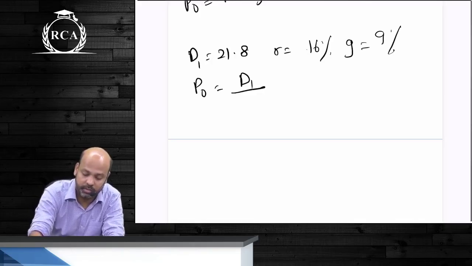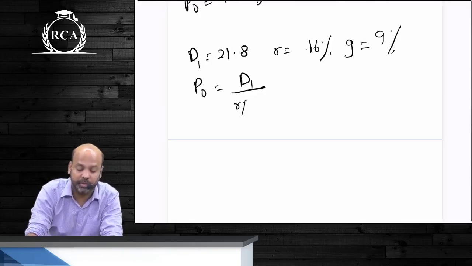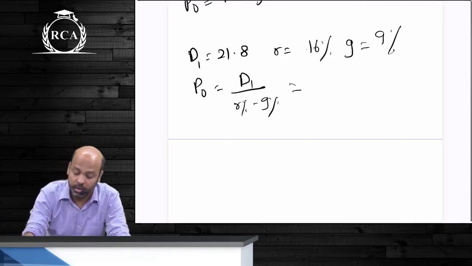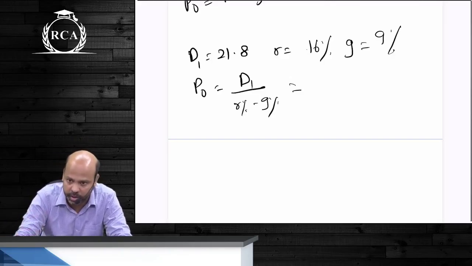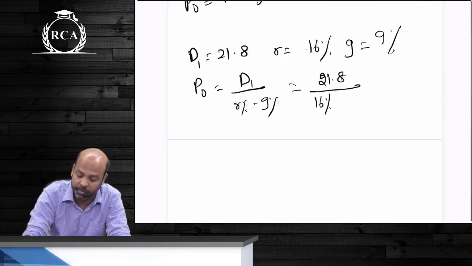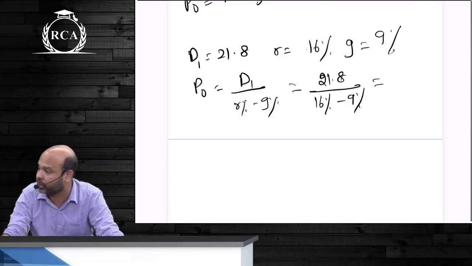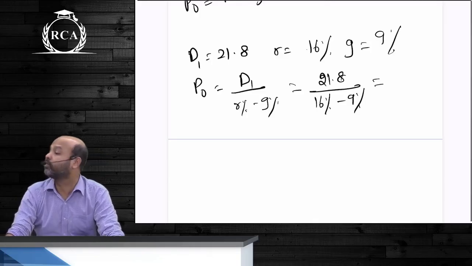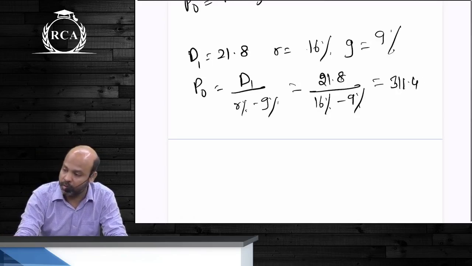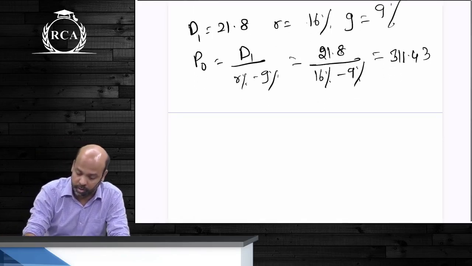Sorry beta, from a couple of days later I will start using K. For now, let's just use the word R%, once I start cost of capital chapter. 21.8 divided by 16% minus 9%. How much is this beta? 311 point.